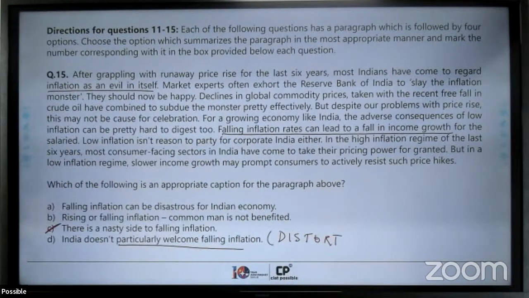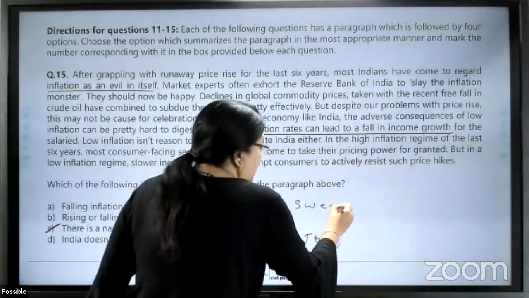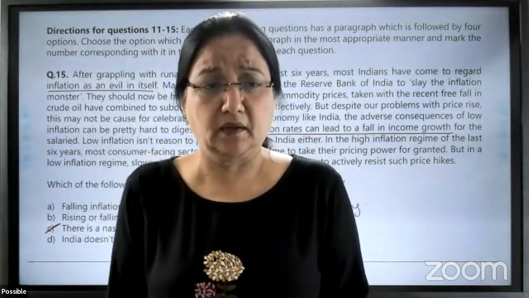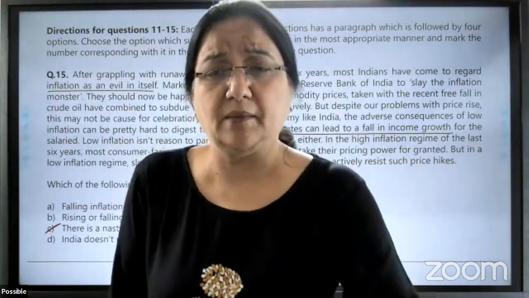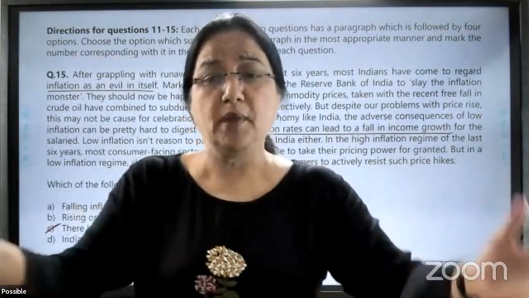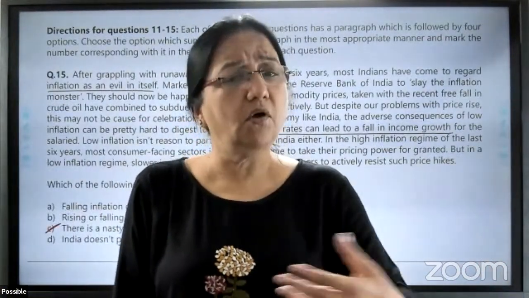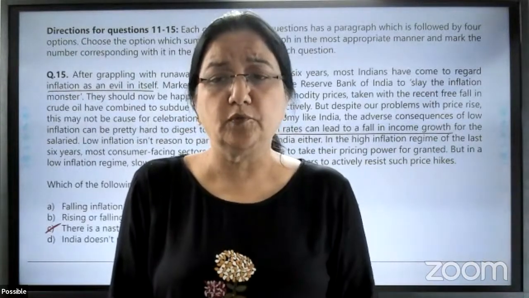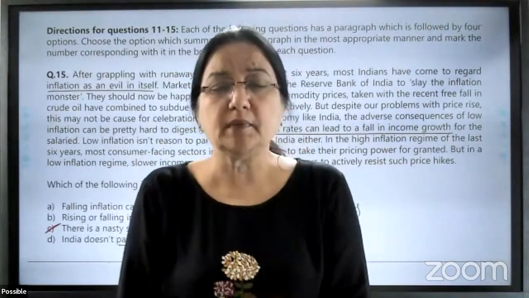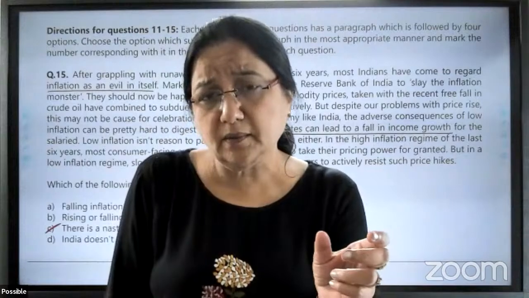And can we all look at one: falling inflation can be disastrous for the Indian economy. Can you see the sweeping? See now, let me give a final word on sweeping. For example, I go to a town X and for just 1 or 2 hours I am roaming in town X. And in these 2 hours, whatever people I see are all youngsters in the age group of 20 to 25. And then I make a sweeping statement that town X has only young people staying here. Isn't it? I just saw a limited part only.